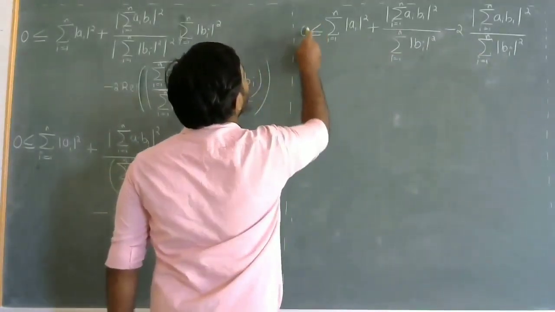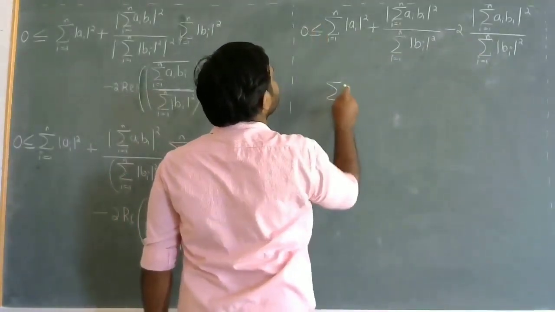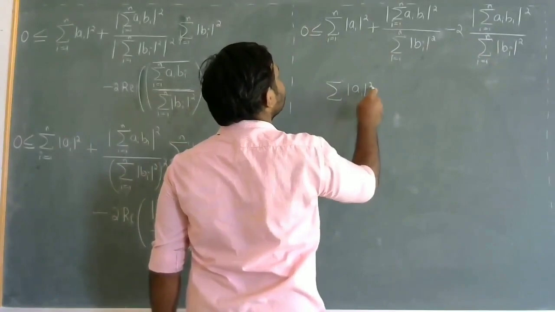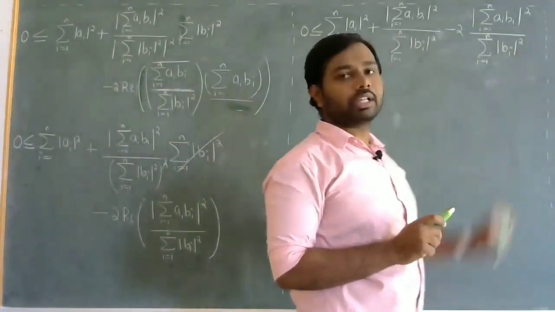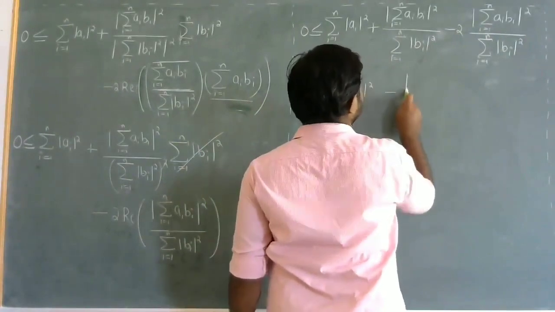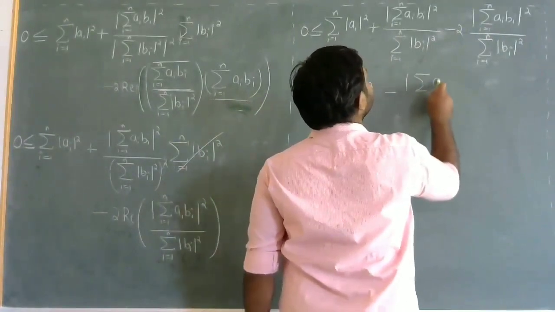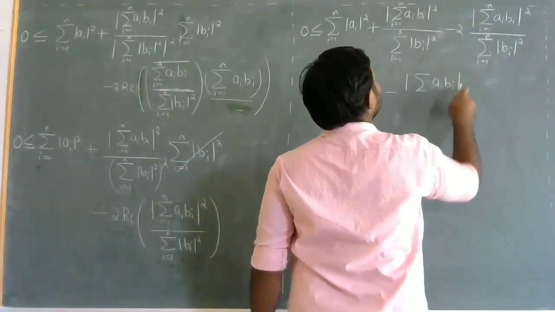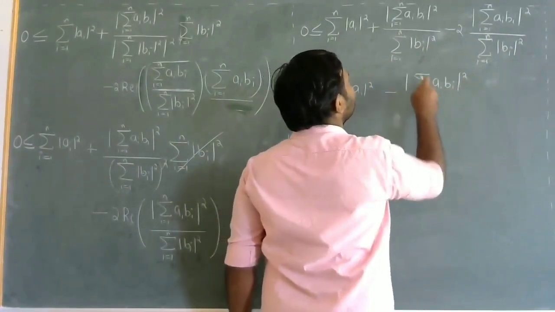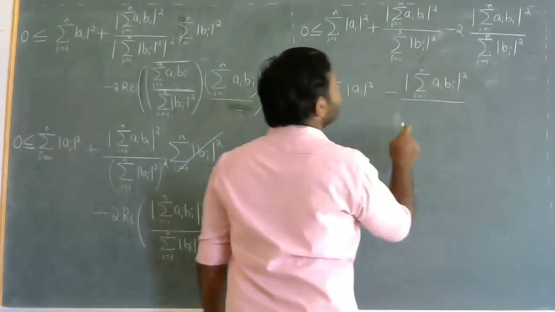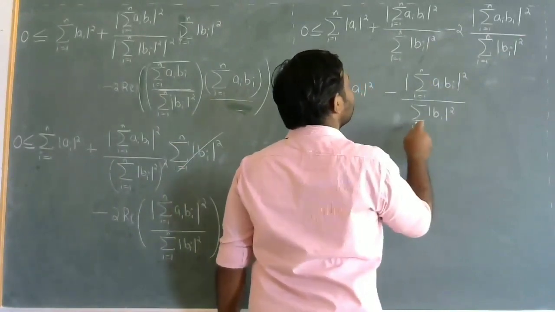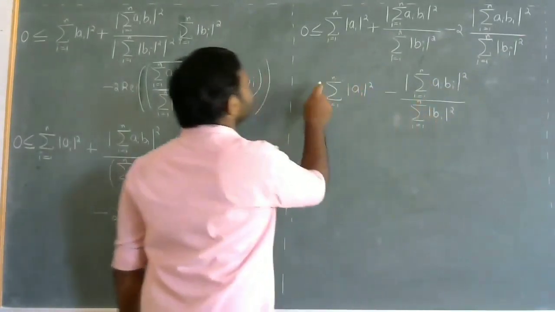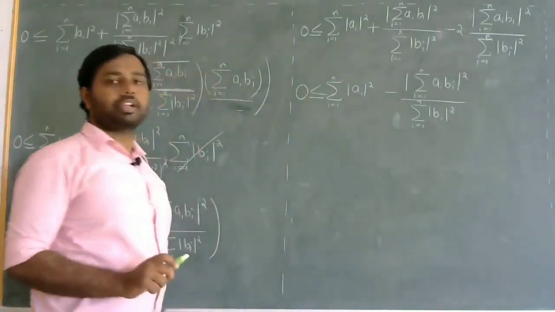So this is greater than or equal to 0. So summation modulus of ai whole square, i running from 1 to n, plus 1 times minus 2 times, it will be minus 1 times modulus of summation ai bi whole square, i running from 1 to n, divided by summation modulus of bi square, i running from 1 to n, which is greater than or equal to 0.